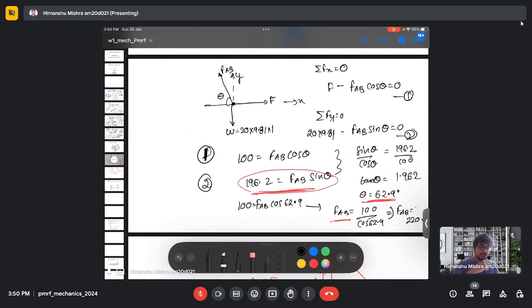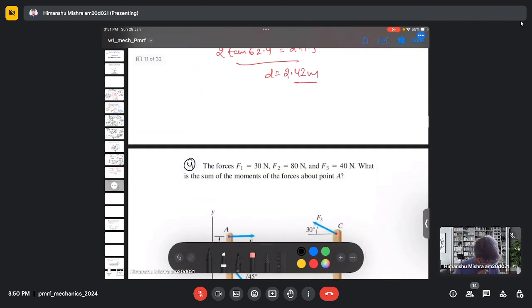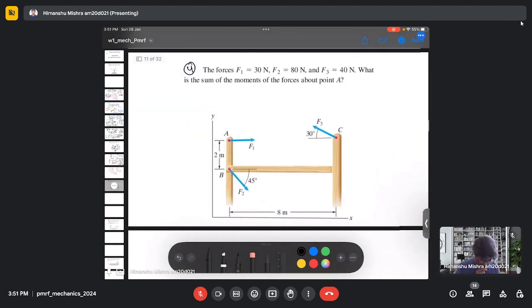So if not, then let's move to the next question. So here we have the forces F1 equals 30 Newton and F2 which is 80 Newton and F3 which is 40 Newton, and we need to figure out the movement of the forces about point A.